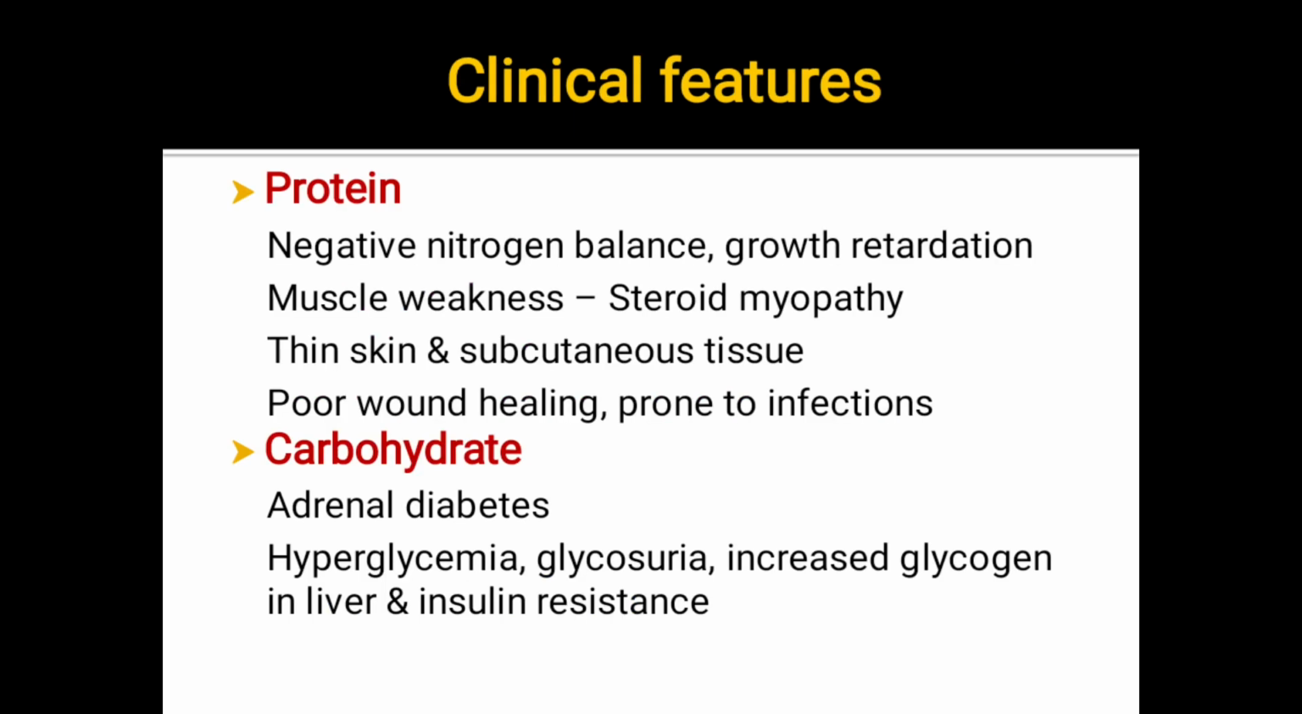There is a negative nitrogen balance because of the proteolysis in the skeletal muscles. So this can cause growth retardation as well as weakness in the muscles. This is called steroid myopathy. The collagen synthesis is also decreased, so the skin and the subcutaneous tissue both are very thin. Also, because of hyperglycemia, there is poor wound healing, and the skin is more prone to infections. With regard to carbohydrate metabolism, there is hyperglycemia, glycosuria, increased glycogen synthesis in the liver, and insulin resistance.